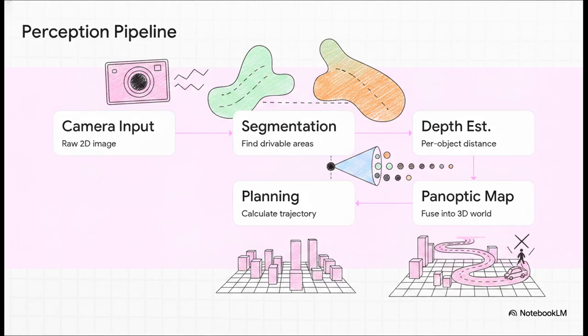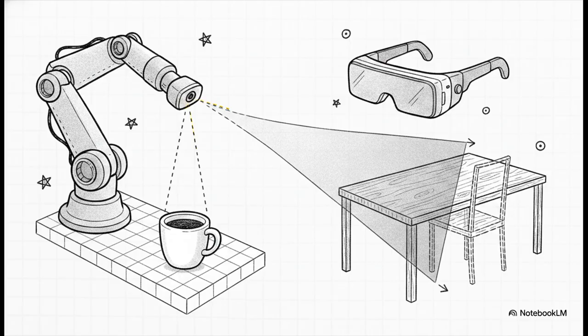And finally, planning. The car seamlessly maneuvers around a parked vehicle or slams on the brakes because it doesn't just see a grid of pixels. It mathematically knows a pedestrian is exactly 12 feet away. And this exact same dense perception pipeline goes far, far beyond autonomous cars. It is the absolute foundation for embodied AI and the spatial computing of the future.